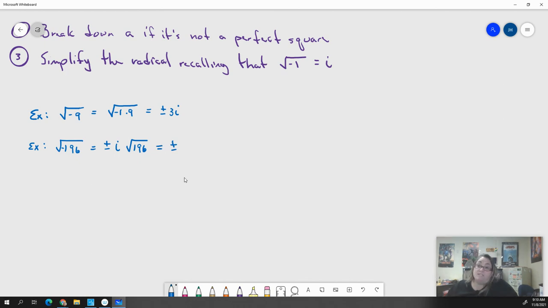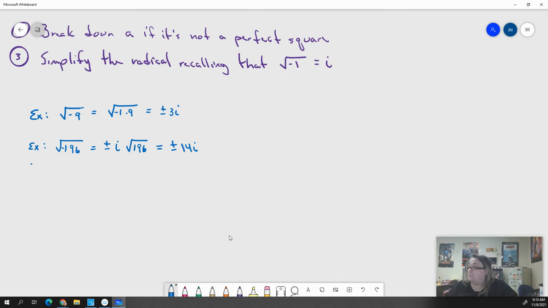196 is 14 squared. It is 14 times 14. So this would become plus or minus 14i. Right? That's how we deal with the negative. We just pull it out as an i. We pluck the i out, which sounds violent, but works anyways.